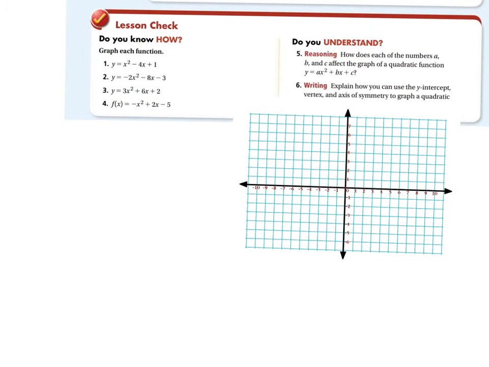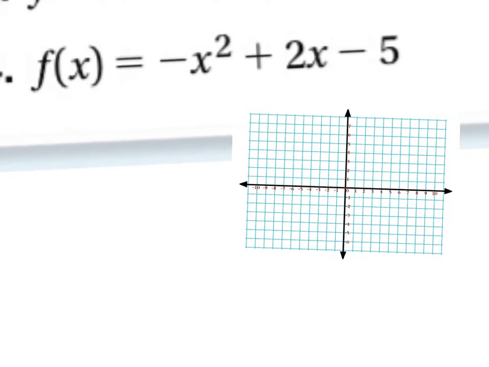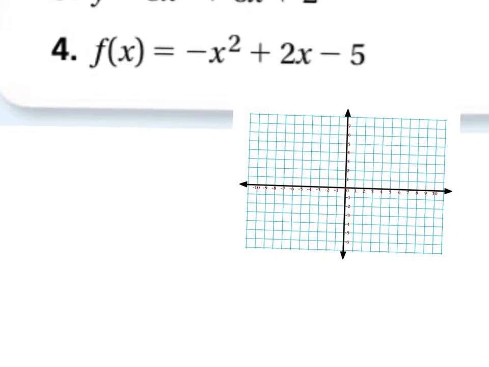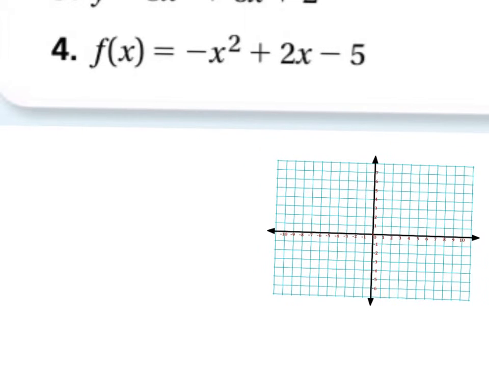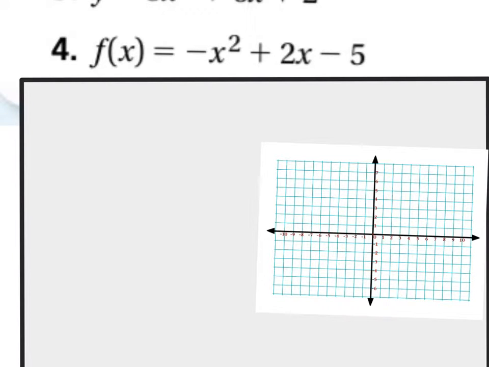We'll look at one more of these lesson check problems. Let's look at number 4. On 4, they have f of x instead of the y. Understand that those are interchangeable. You might notice on this one we have a negative a value, so this graph's going to open down. So if I'm graphing, first thing is finding the line of symmetry.